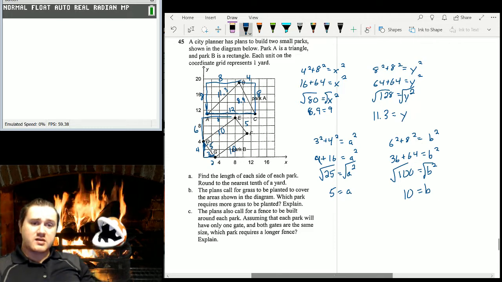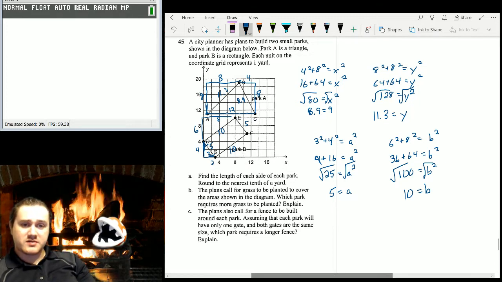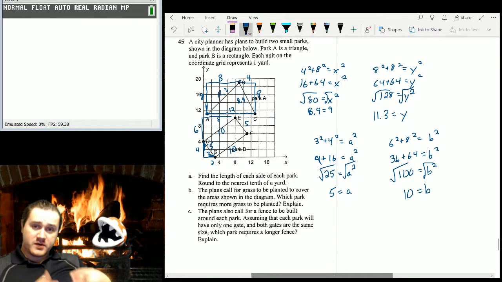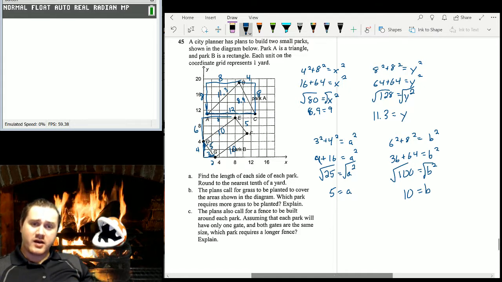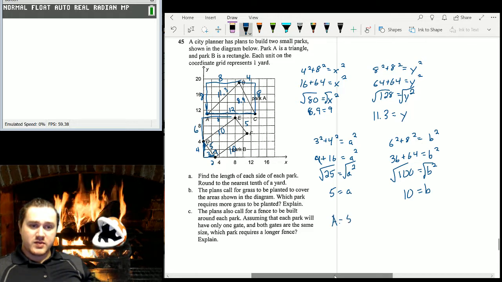So the plan calls for grass to be planted to cover the areas of it. Which of these requires more grass to be planted? Explain. So if we're covering grass for it, we're doing area of it. So if we have this one, we have a rectangle that is 5 by 10. So the area would be 5 times 10, which is 50. So for the rectangle, it's 50.